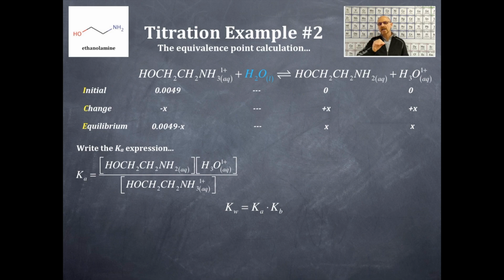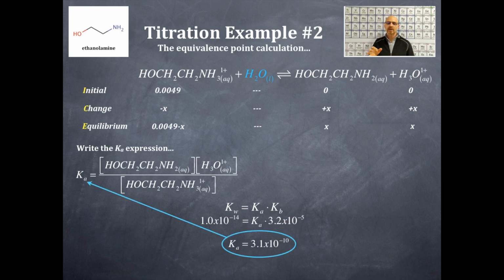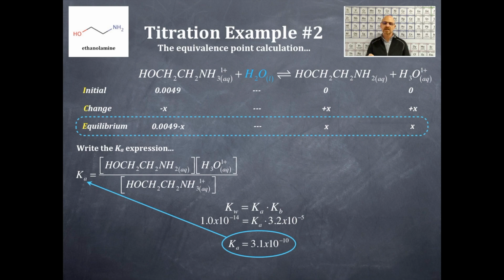So I need to derive the Ka. Now, I'm given as a known value the Kw, and on the initial problem in part A, you were given a Kb for ethanolamine. So I'm going to plug in the Kb at 3.2 times 10 to the negative 5 and the Kw at 1.0 times 10 to the negative 14 and solve for the Ka. That's going to be 3.1 times 10 to the negative 10. That's going to go right here. Now I'm going to plug in my equilibrium values from my ice table into that Ka expression, and this is what I'm going to get.